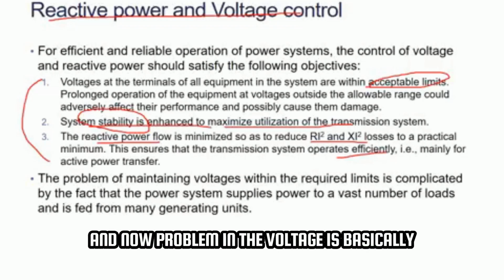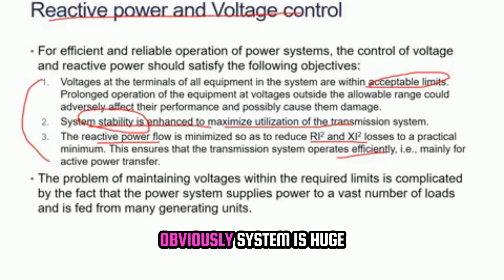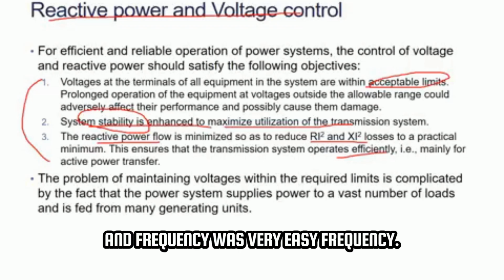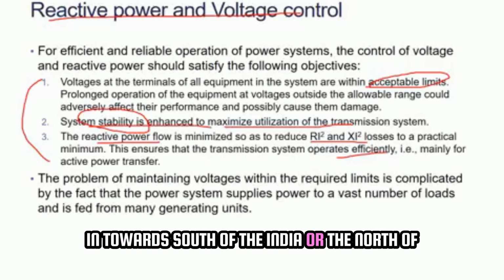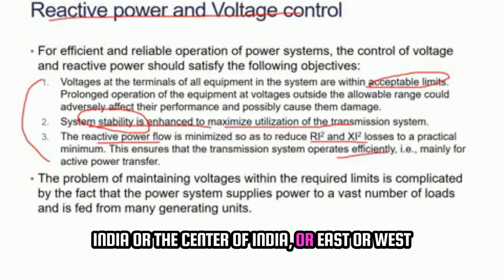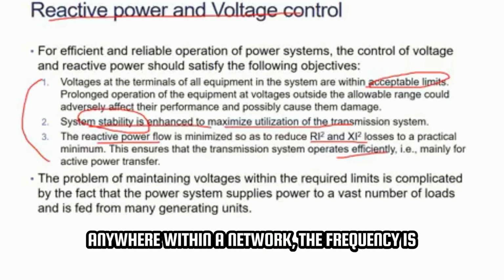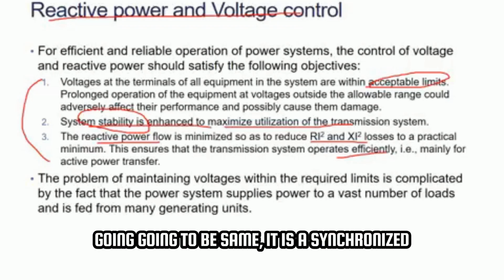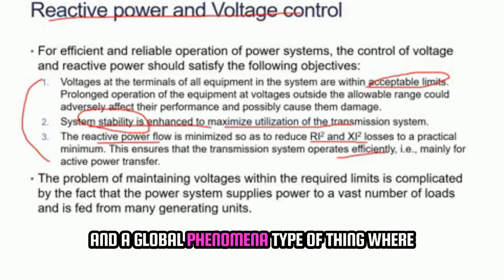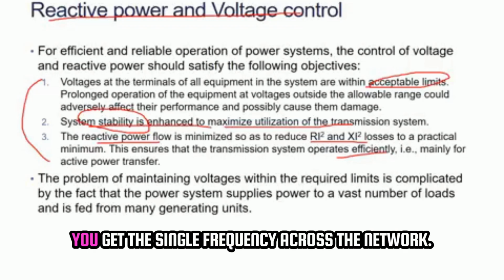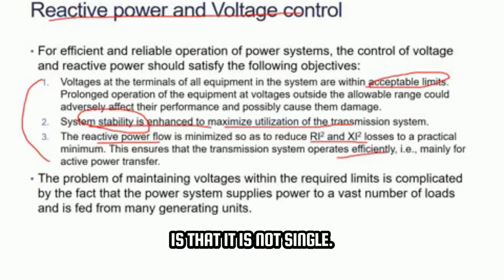Right? And now, the problem in the voltage is that the system is huge, whereas frequency was very easy. Frequency, if you measure it towards the south of India, or the north of India, or the center of India, or east or west, anywhere within a network, the frequency is going to be the same. It is a synchronized thing, so all across the network the frequency is always going to be the same. So that is a very uniform thing, a global phenomenon, where you get a single frequency across the network. But the problem with voltage is that it is not single.